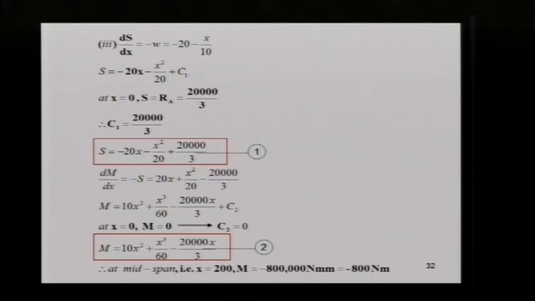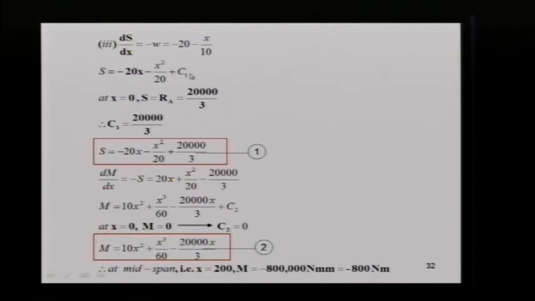Now we can integrate. If you integrate both sides, on the left hand side you get s. On the right hand side, you do the integration, that is 20x minus x squared divided by 20. But of course, then there will be a constant of integration, right? When you integrate, you have new constants that come. When you differentiate, the constants tend to vanish. So we have an equation for s, but we have an unknown constant.